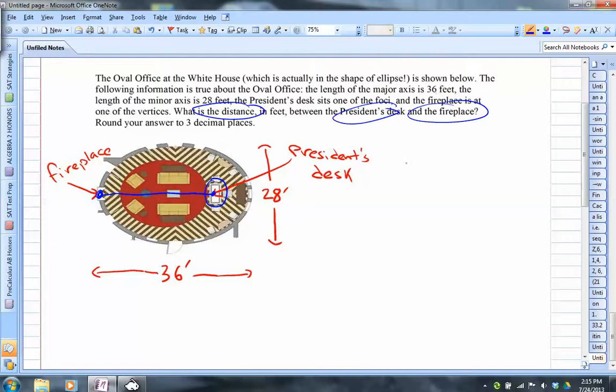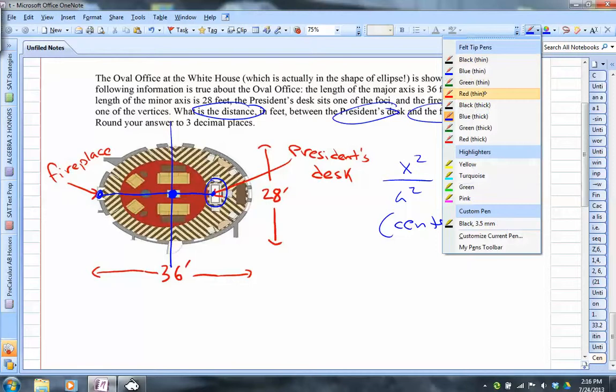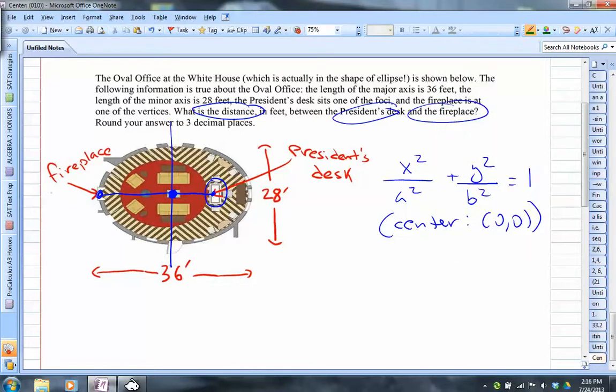So there are some formulas that are important to know to solve a problem like this. First of all, knowing the equation of an ellipse, which is this, assuming that the vertex, actually in this case the center, is at 0, 0. So we'll assume that this is our center right here, and treat this as if we're on an XY axis.